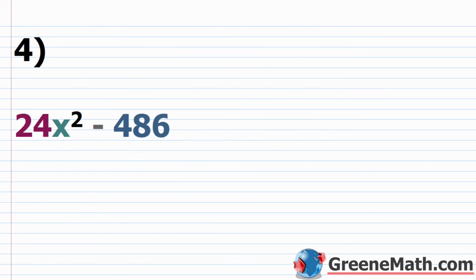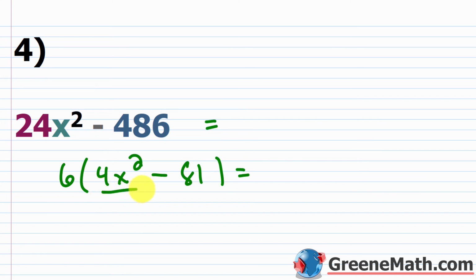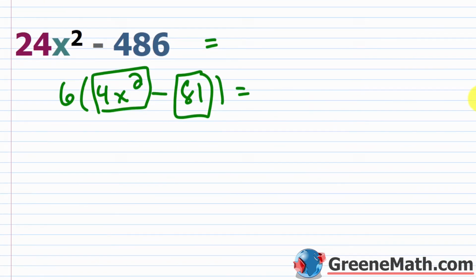All right, let's look at problem number 4. We have 24x squared minus 486. So again, these are both even numbers, so I'm going to try to first pull out a 2. But I noticed that each of these is also divisible by 3, so that means they're divisible by 6. So I could pull out a 6, and I would have 4x squared minus 486 divided by 6 would be 81. Now, if you look inside, this is a perfect square. It's 2x being squared. This is a perfect square. It's 9 being squared.